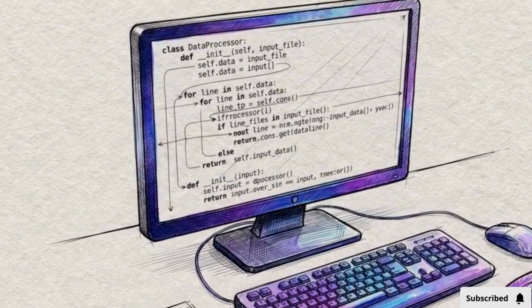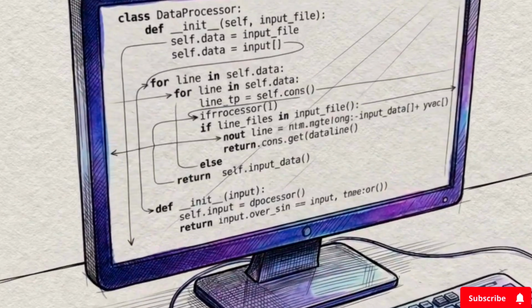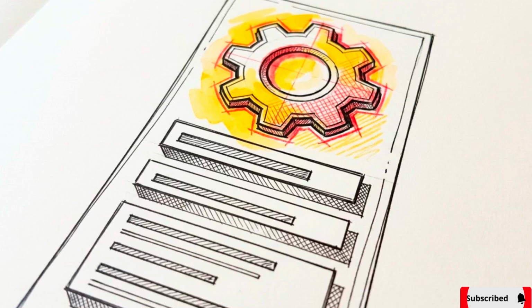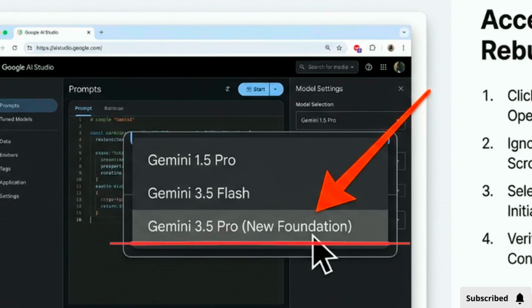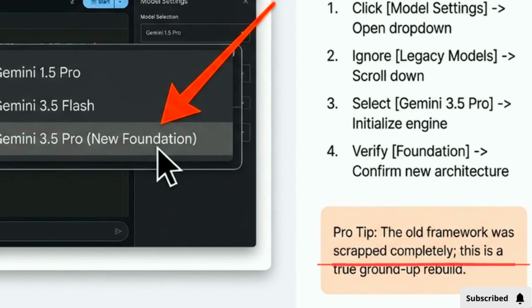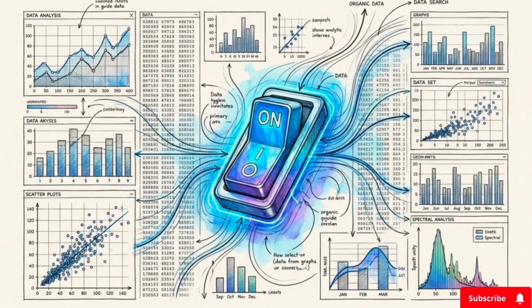Most users will miss the new features because the interface defaults to the legacy Gemini 1.5 Pro model. To access the updated engine, open the model settings in the right sidebar and scroll past the standard options. You must manually select the option labeled Gemini 3.5 Pro New Foundation. This initializes the engine on the rebuilt framework rather than the old one. Activating this specific foundation is the only way to enable the advanced processing parameters required for massive datasets.